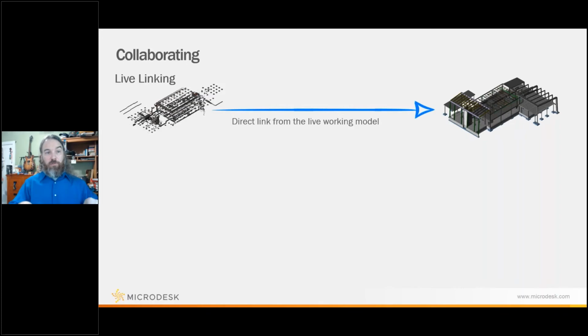So for these examples, we've got the mechanical engineer on the left and the structural engineer on the right. And let's say I'm the structural engineer and I need to take the file from the mechanical engineer and link it in as a background. If I'm doing live linking, basically I'm going right to their working model. So if they sync to central and then I reload my link, I will immediately see their changes.